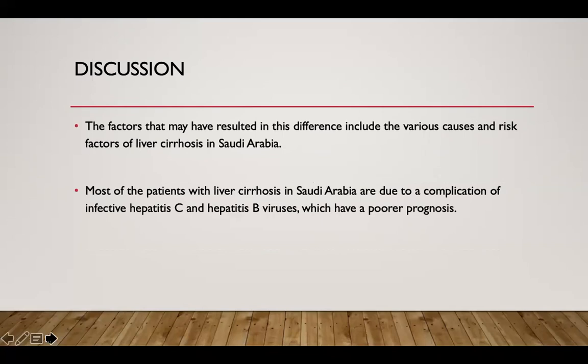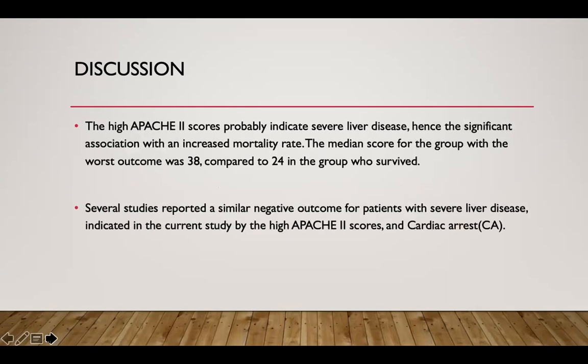The factors that may have resulted in this difference include the various causes and risk factors of liver cirrhosis in Saudi Arabia. As we know, the most common cause of cirrhosis in our population is infective, compared to Western and European countries, where it is mainly alcoholic. The infective cause of cirrhosis has a poor prognosis.